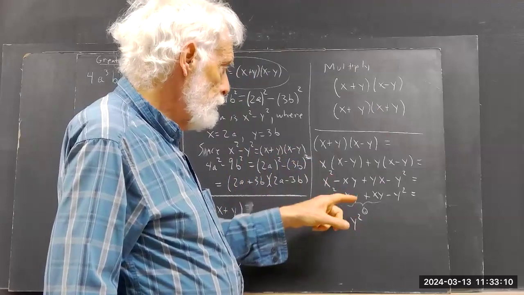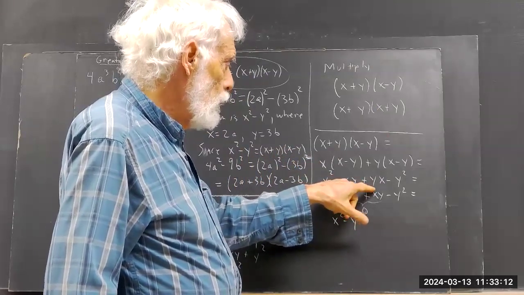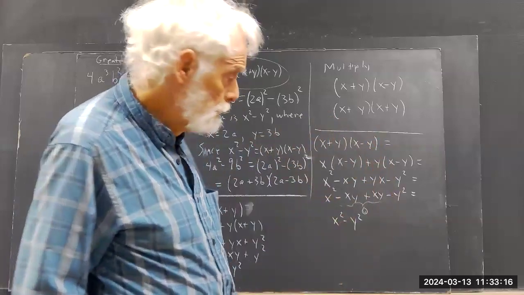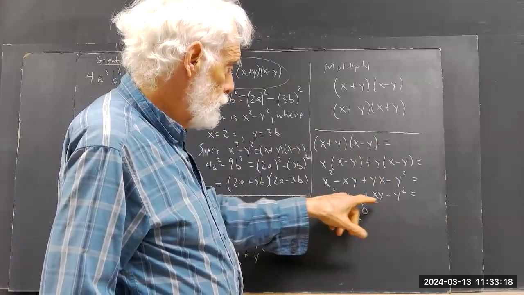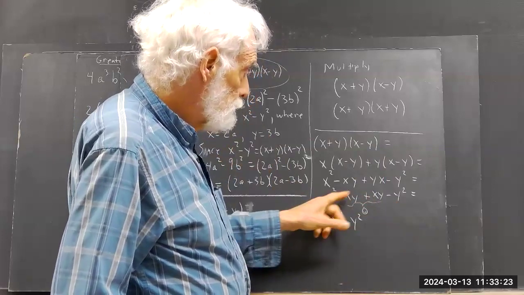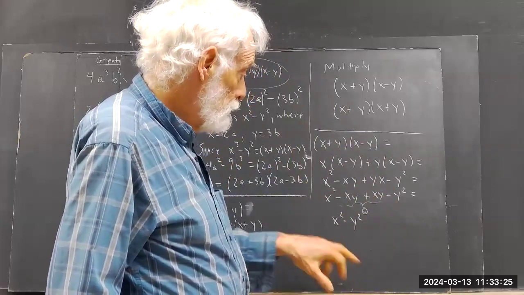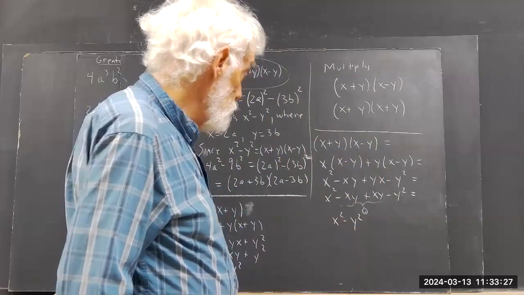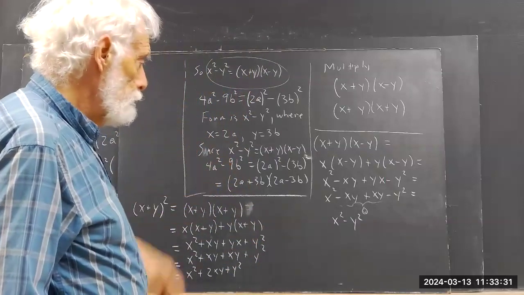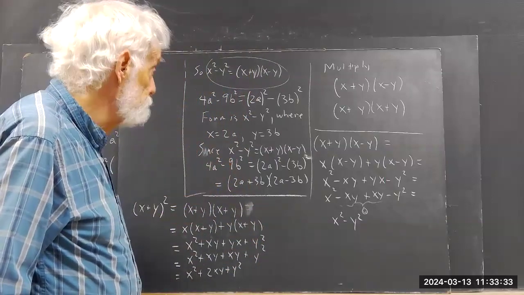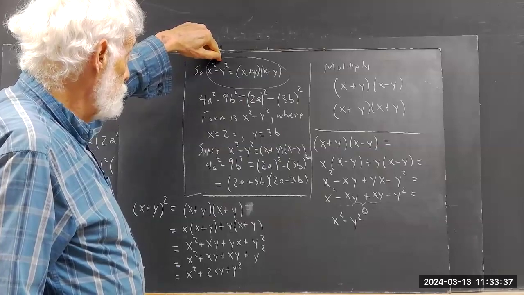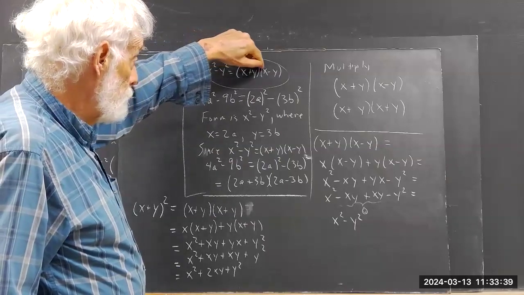And just to be sure, we can write yx as xy because the order of multiplication doesn't matter. And we get x squared minus xy plus xy minus y squared. Of course, minus xy plus xy is 0, and that leaves us with x squared minus y squared. So this is an important special product: x squared minus y squared is equal to x plus y times x minus y.